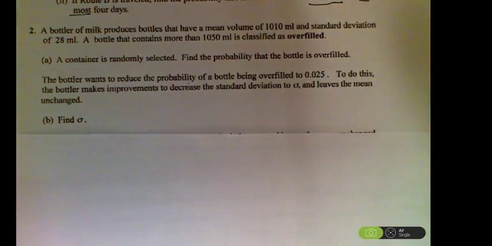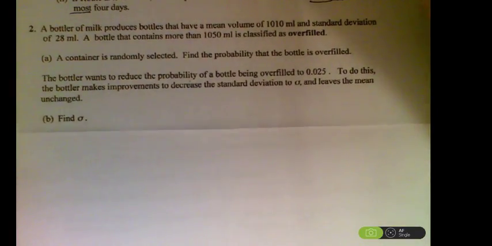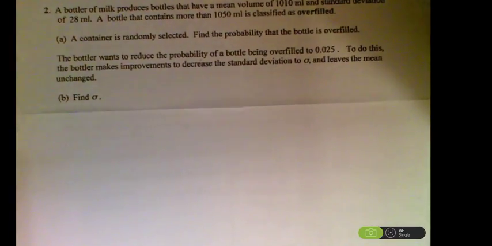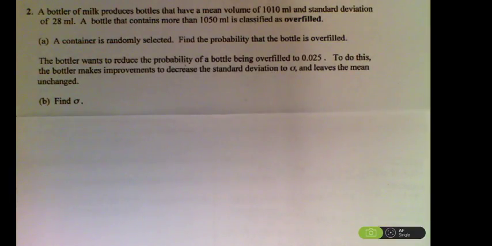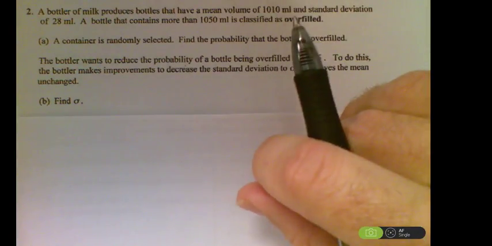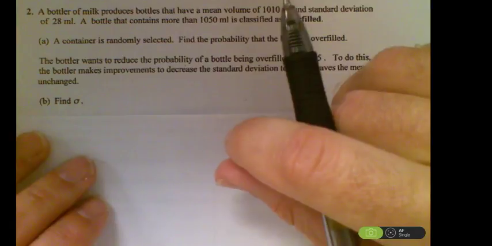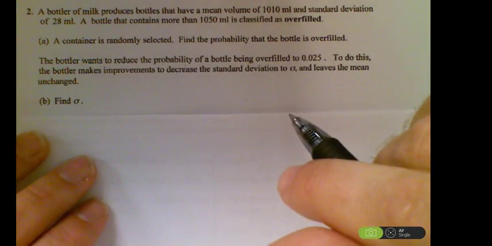The bottler wants to reduce the probability of being overfilled all the way down to 2.5%. Sorry, I'm trying to get all that centered on there. To do this, they make improvements to decrease the standard deviation to something we don't know yet, and leave the mean unchanged. So we still have the mean of 1010. When they leave out the standard deviation, that's when we turn to our z-score formula for standard normal to get some information.